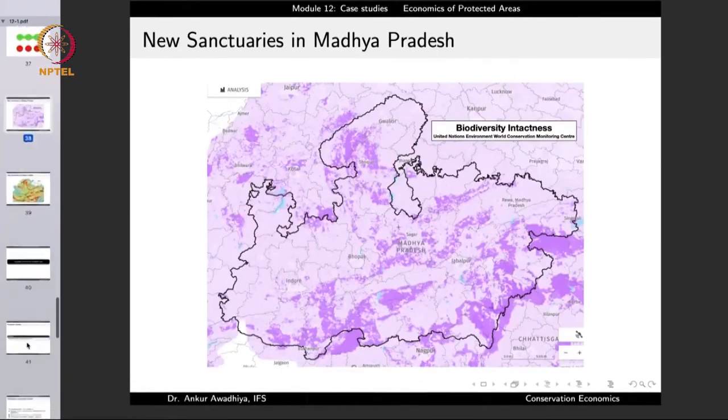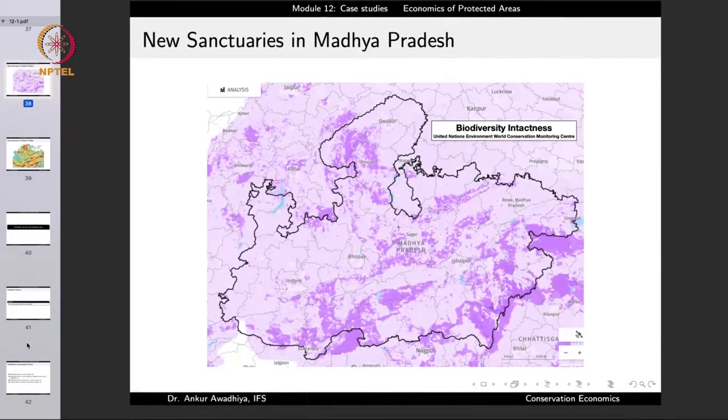Now, we routinely make use of these approaches whenever we are making new protected areas. So for instance, in the state of Madhya Pradesh, when we were looking for new sanctuaries, we looked at biodiversity intactness. Now, biodiversity intactness index tells us the level of biodiversity that remains in different areas. So if you look at this map, these sections that are darker in color, they have more biodiversity. These areas that have a lighter color, they have actually lost their biodiversity over the several years. So whenever we are making a protected area, we should ensure that there is a high level of species richness or the biodiversity. So these areas which are dark in color need to be selected.